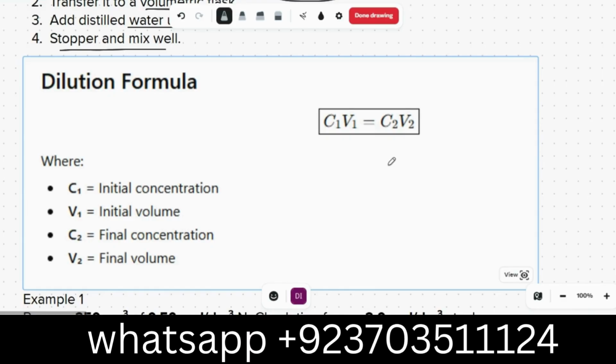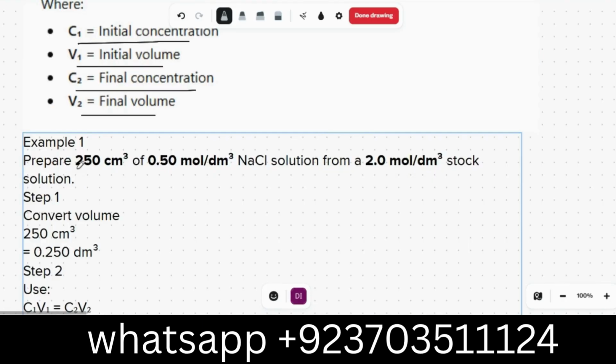What is C1? Initial concentration. V1 is initial volume. C2 is final concentration and V2 is final volume. For example, to prepare 250 cm³ of 0.5 mol/dm³ NaCl solution from 2 mol/dm³ of stock solution.